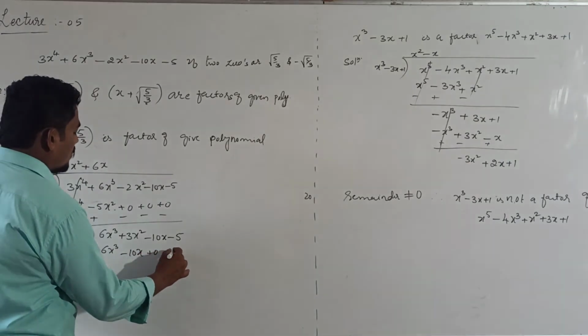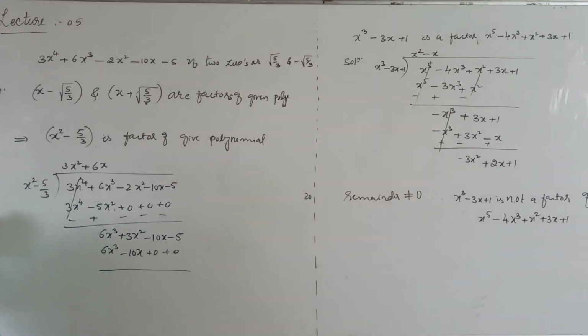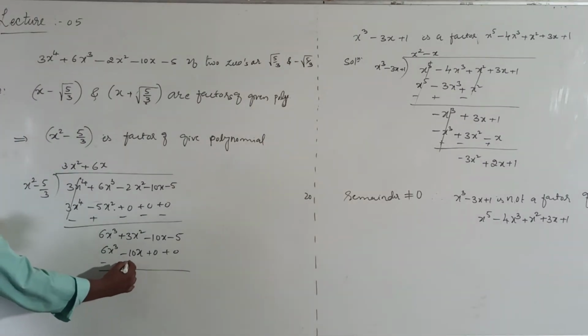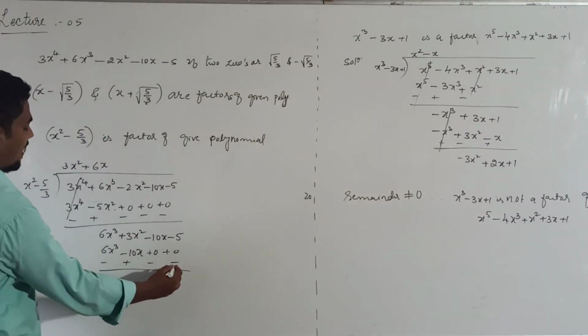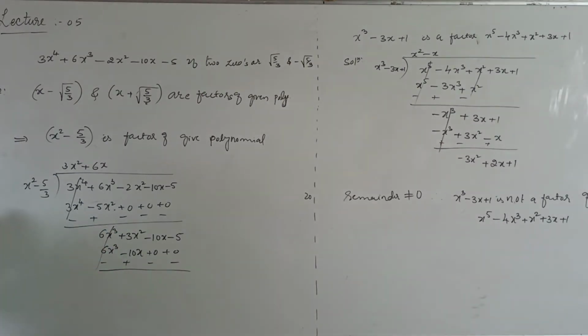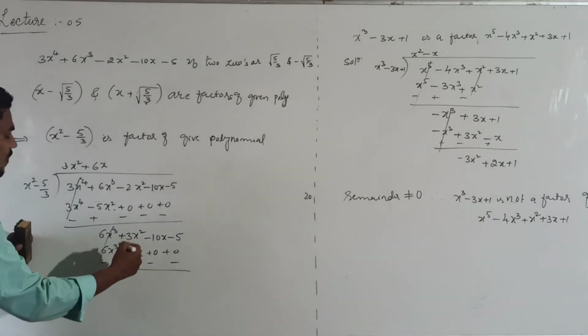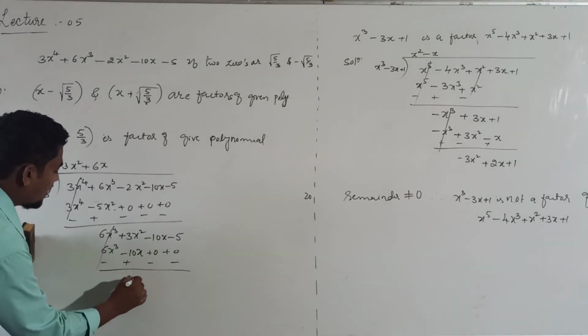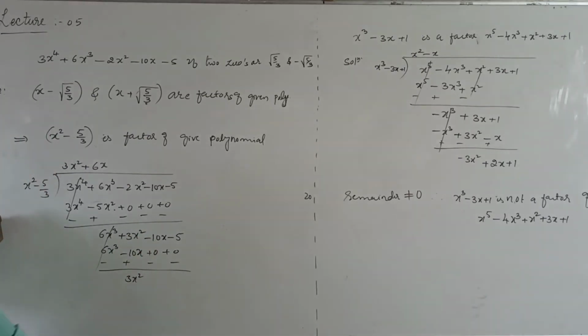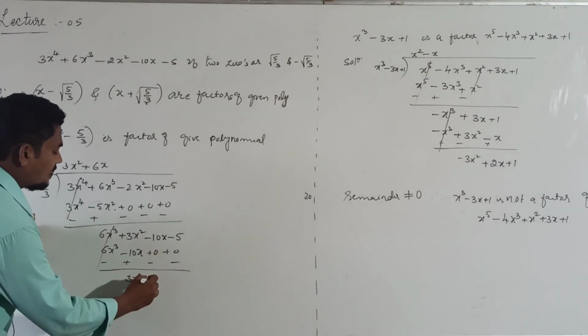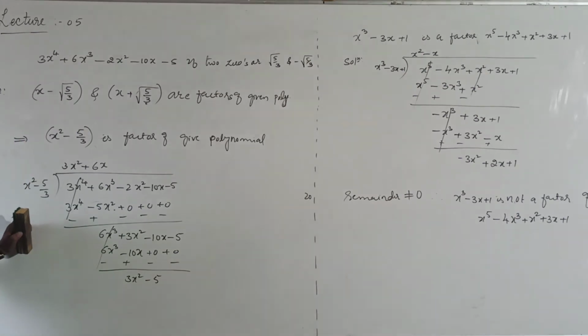0 plus 0. After that, just reverse the signs. It will be negative, make it positive, negative, negative. This term will get cancelled. Here 3x square is there, but in the second polynomial x square term is not there, so take directly 3x square. Here minus 10x is there, here plus 10x is there, get cancelled, and minus 5.